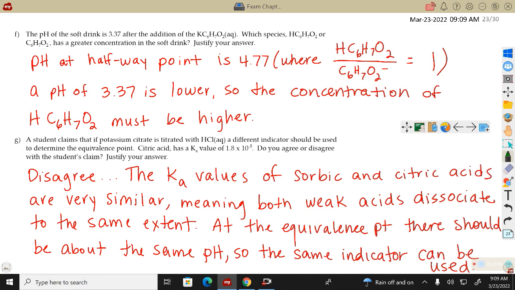So in this case, I would say that I disagree with the student's claim. I would not need a different indicator because they're both going to ionize about the same extent. Same amount of hydrogen is produced at the equivalence point. The pH should be about the same.